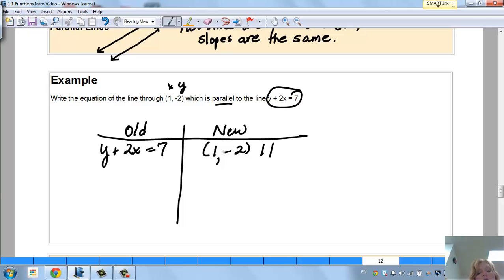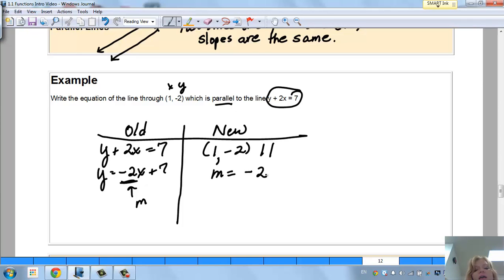Okay, so before I do this, I have to know the slope, and I need to know I have a point. I already got the point, I just need to know the slope. How do I find the slope? Well, if you isolate your y over here, and if I move this over to the other side, I have negative 2x plus 7. Whatever's in front of this x is my slope, right? So this is a negative slope. My new line has to be parallel to that, so now I know the slope of my new line has to be negative 2 because they have to be parallel to each other.